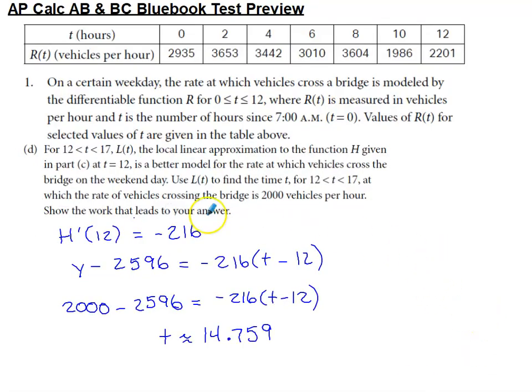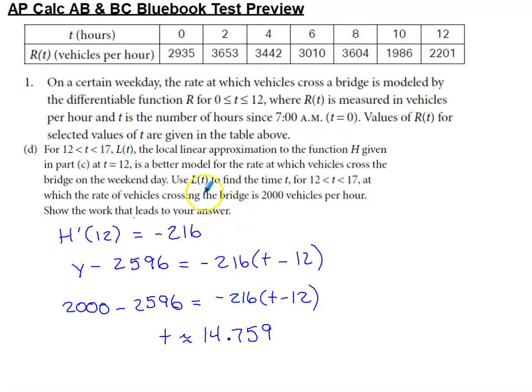Last part of this. On the interval 12 to 17, L of t is the linear approximation for the function h from part C at time 12. That's a better model for the rate at which vehicles cross the bridge on the weekend day. So we're wanting to use L of t to find the time on the interval 12 to 17 when the rate of vehicles crossing the bridge is exactly 2,000 vehicles per hour. Show the work that leads to your answer.